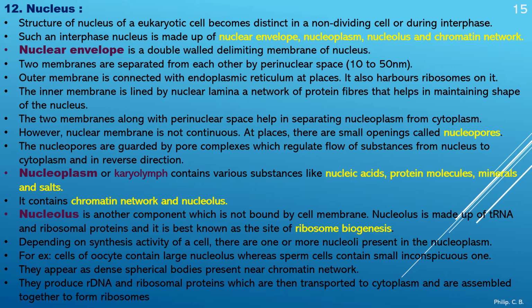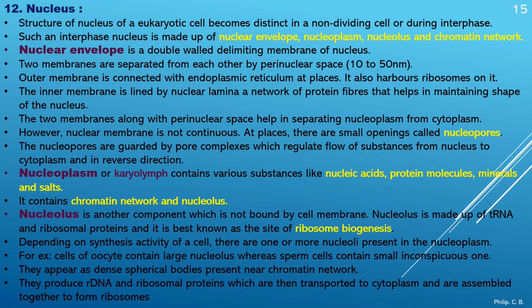First one, the nuclear envelope, which I highlighted, is a double-walled delimiting membrane of the nucleus. The two membranes are separated from each other by the perinuclear space, 10 to 50 nanometers. The outer membrane is connected with the endoplasmic reticulum at places. It also harbors ribosomes on it. The inner membrane is lined by the nuclear lamina, a network of protein fibers that helps in maintaining the shape of the nucleus. The two membranes along with the perinuclear space help in separating the nucleoplasm from the cytoplasm.